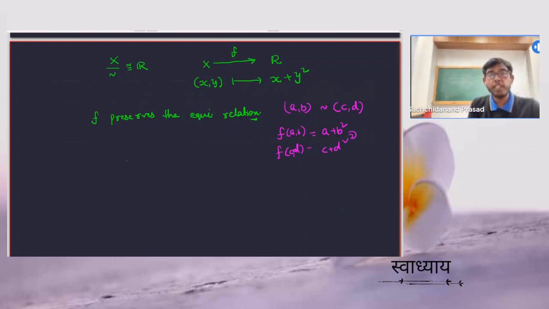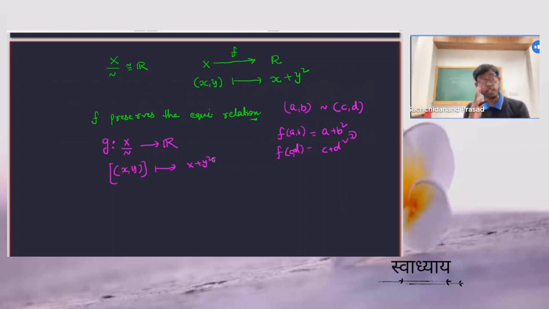Therefore, I'll be getting a map g from X mod tilde to R. And what is that map? The class of (x, y) will go to x plus y squared. I got a map. This is a continuous map. But here again, I cannot say this is compact Hausdorff because this is not compact. So this time we cannot use the compact Hausdorff argument, and we are forced to define a map from R to X mod tilde.